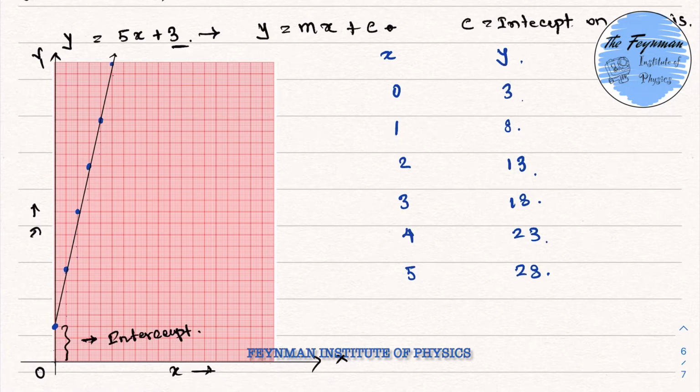So this is how we can plot the graph, and this graph is also a straight line. The equation y is equal to mx plus c is also an equation for a straight line, and it is also a linear equation because y and x vary linearly with each other.